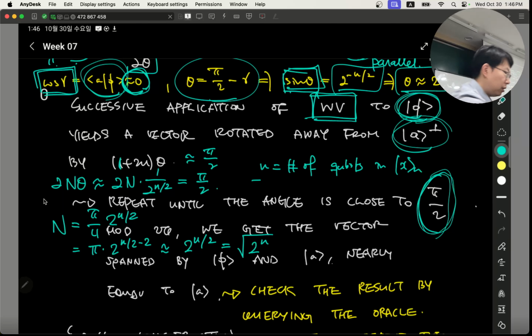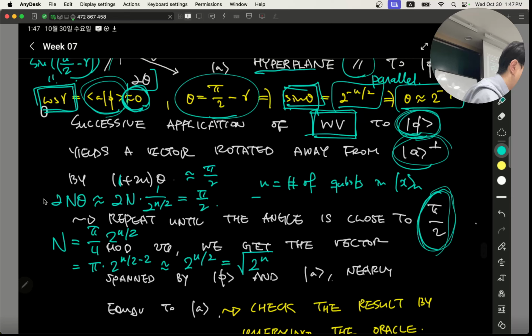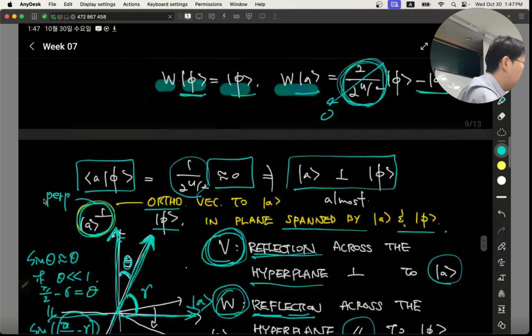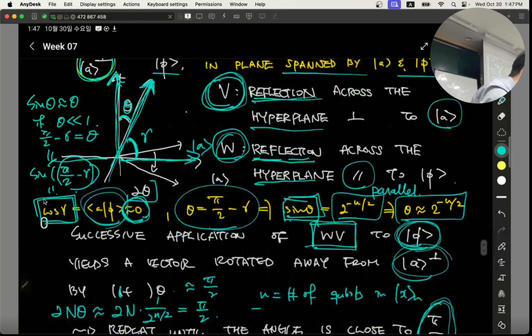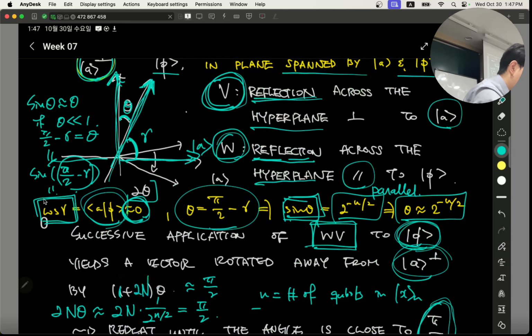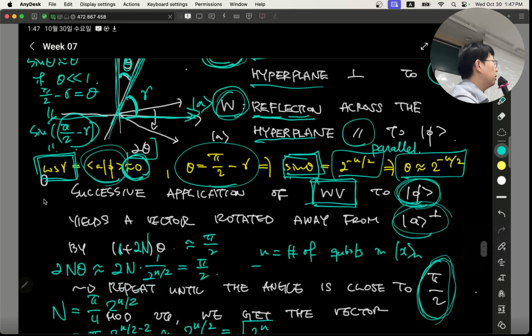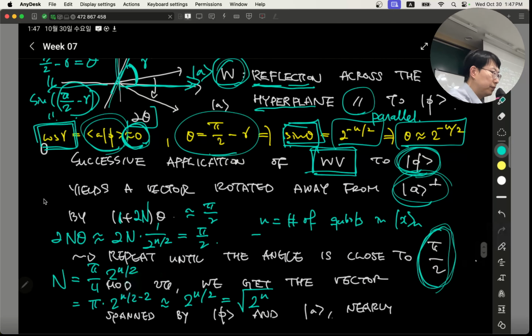Sorry, I mistook the n for the same integer n I put in here. That's not the same integer. This is some other number n. So any other questions?